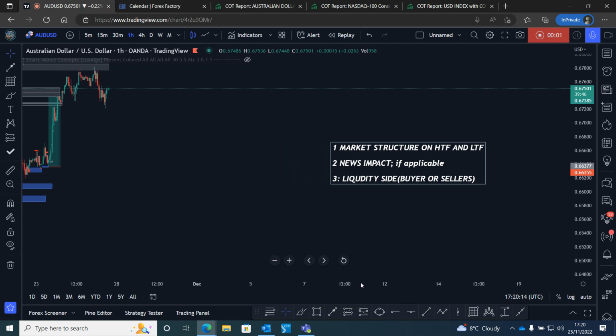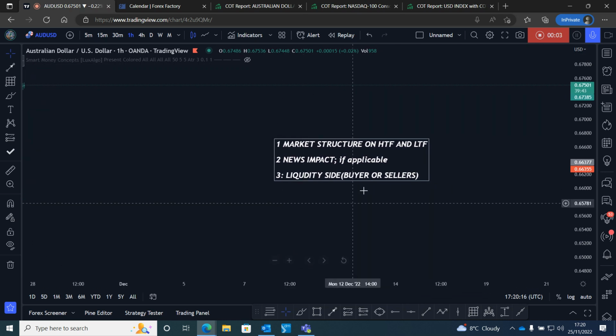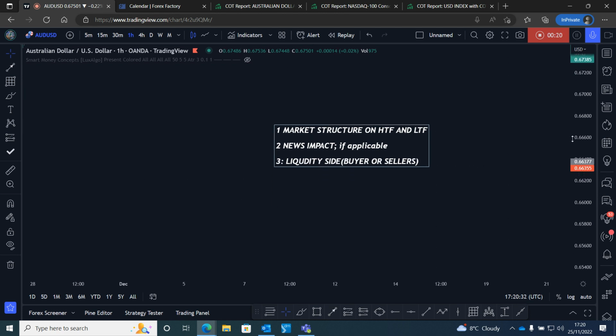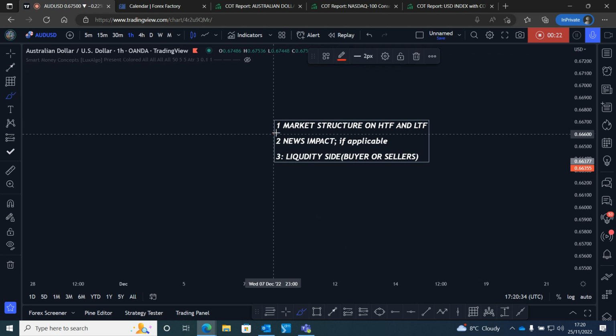Today I'll be going through intraday trading using SMC, which is the smart money concept strategy, to find trades on a lower time frame based on higher time frame structures. So first of all, what we always want to do is identify market structure on a higher time frame.